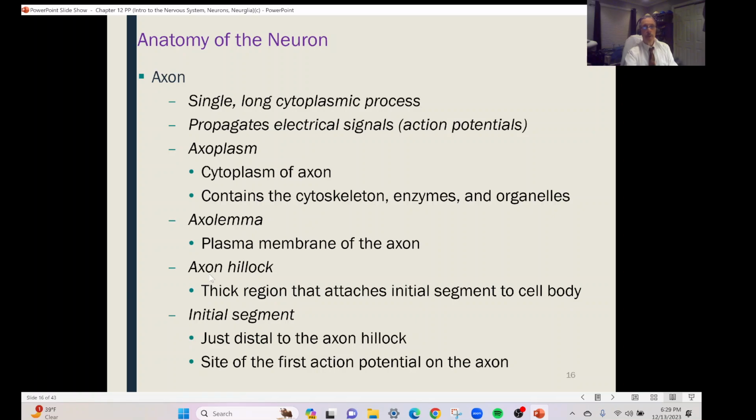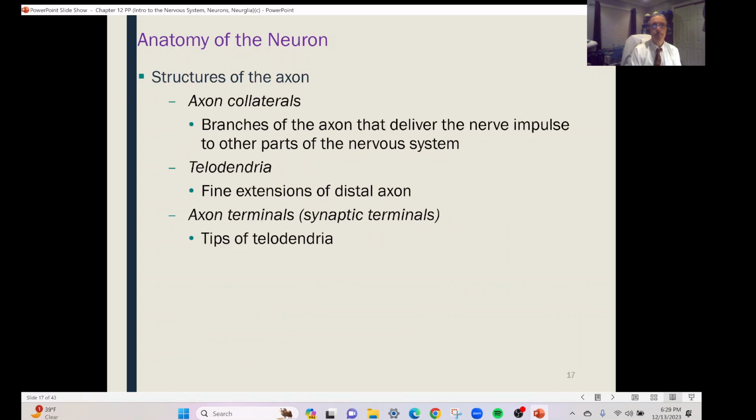Okay, let's pick up here again. So the axon hillock is that little cone-shaped area that attaches the axon to the cell body. And then just next to, distal to, the axon hillock is the initial segment, which we looked at. The axon collateral is going to be the branching of an axon, bringing the action potential to another part of the nervous system.